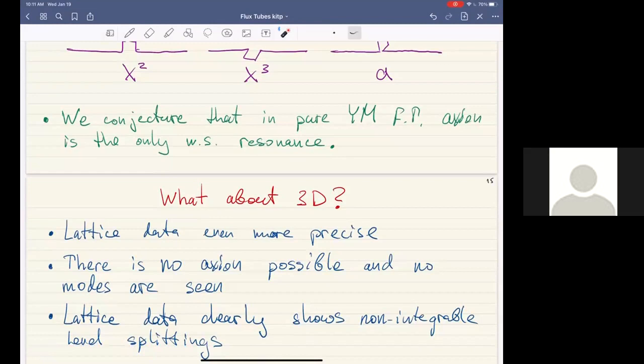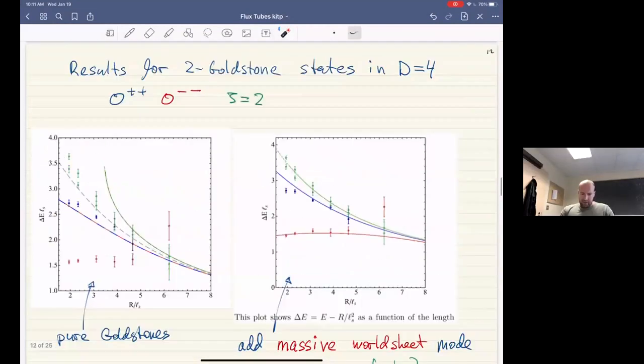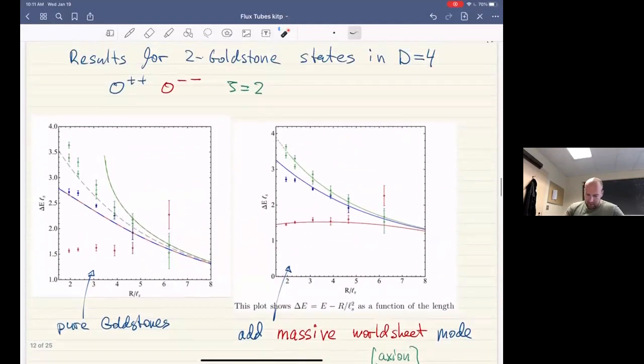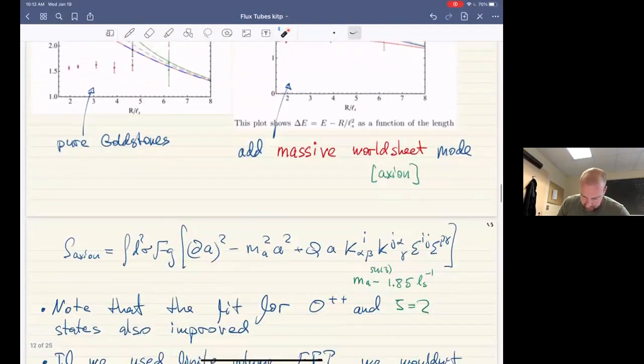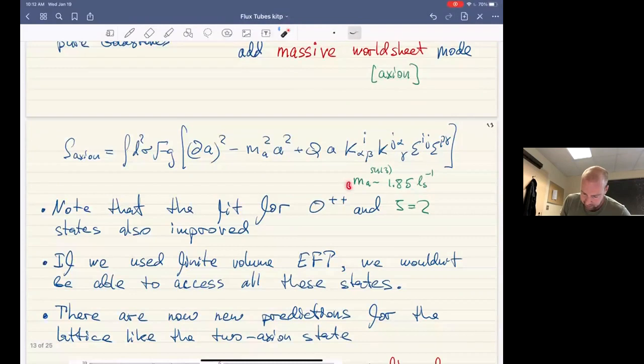Excuse me, is this axion massless or massive? Sorry, I said explicitly that it is massive, right? So here the mass is given. I didn't tell you what the mass is, but the mass, say, for SU(3) theory is given by 1.85 in string units or something.